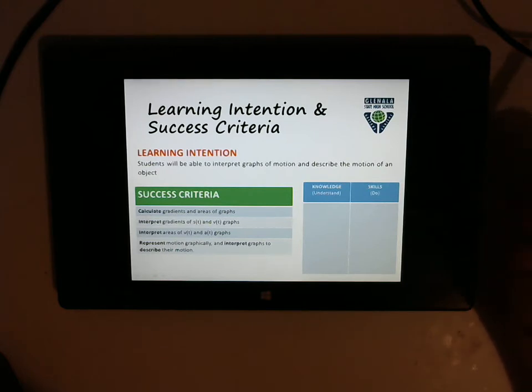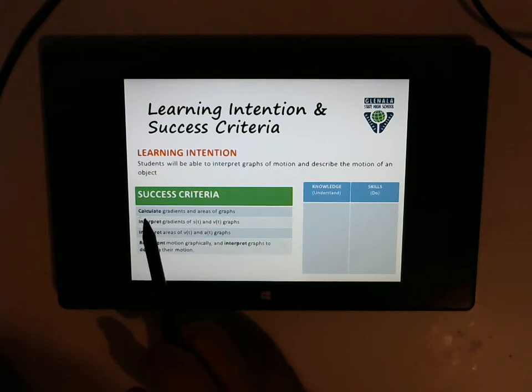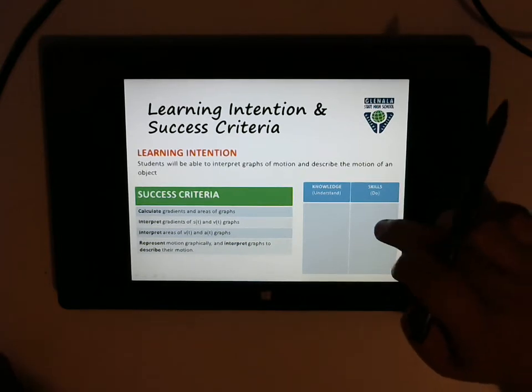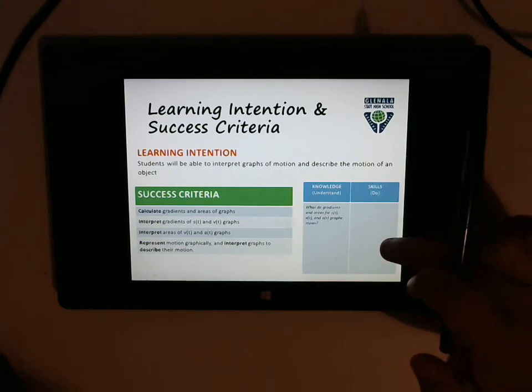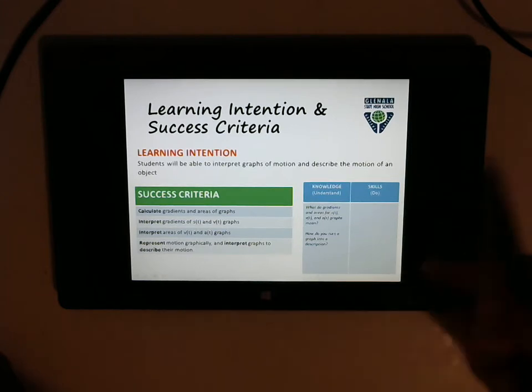Okay, now hopefully while going through that, having a look at this here, we've actually got a few skill type things here. So we need to be able to calculate, we need to be able to interpret, and then finally we need to be able to represent, interpret, and describe. So that one here is kind of a unified thing, so I've put them all together. So the way I've identified it here is we should be able to know what gradients and areas mean for ST, VT, and AT graphs. We'll learn about what those symbols actually mean through this. Finally, how do you turn a graph into a description, and that links up to this one here.